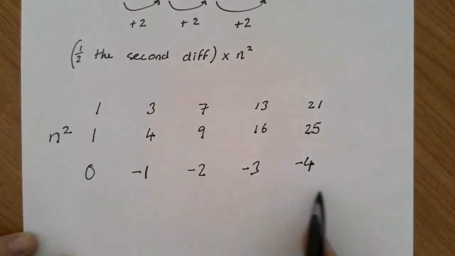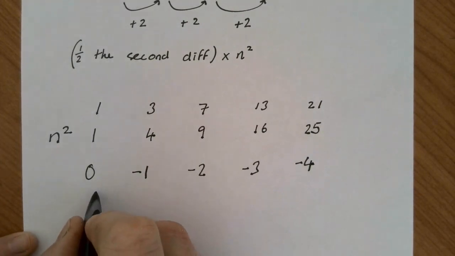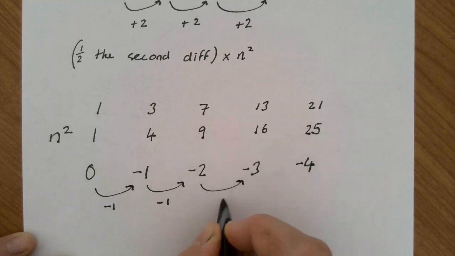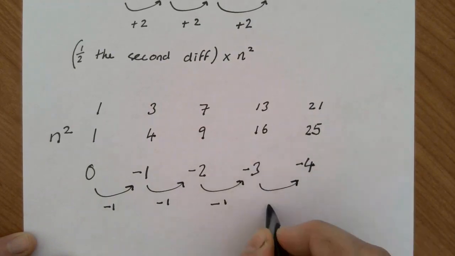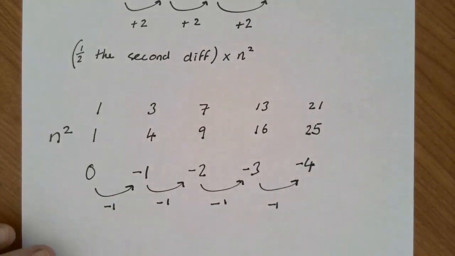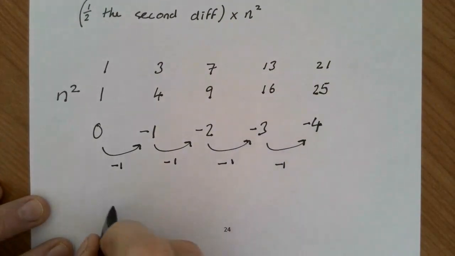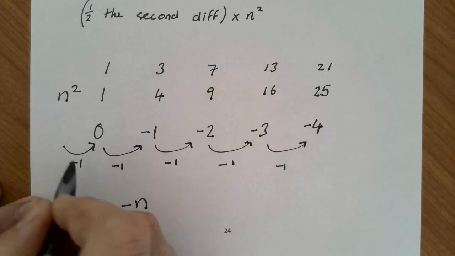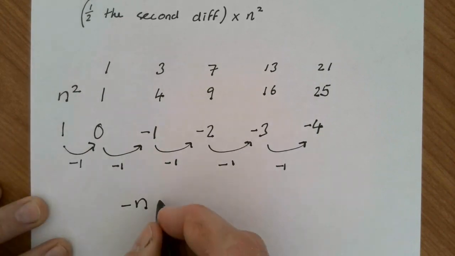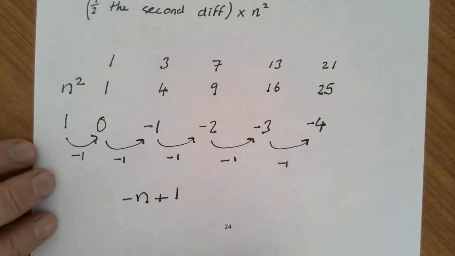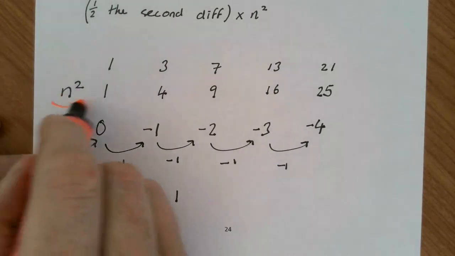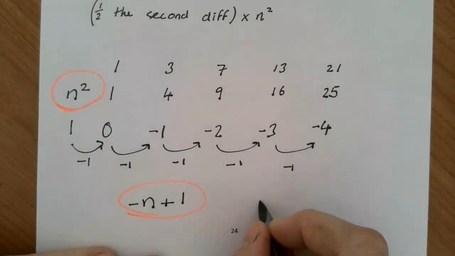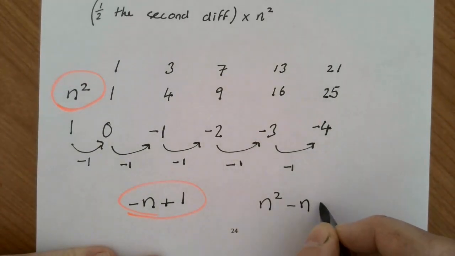This is now a linear sequence, and we work out our linear sequence. So the differences are minus 1, minus 1, minus 1, and minus 1. So therefore, our linear sequence is minus n, and then we just go back 1. Minus 1 would be plus 1, so it's minus n plus 1. So our sequence is just this plus this. So in this case, it's n squared minus n plus 1.